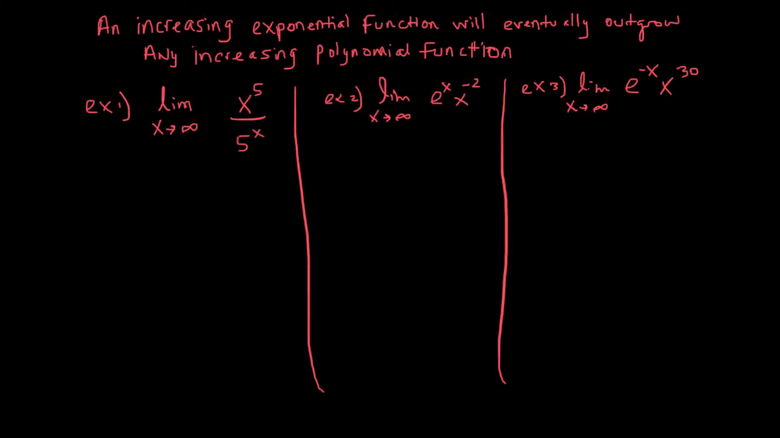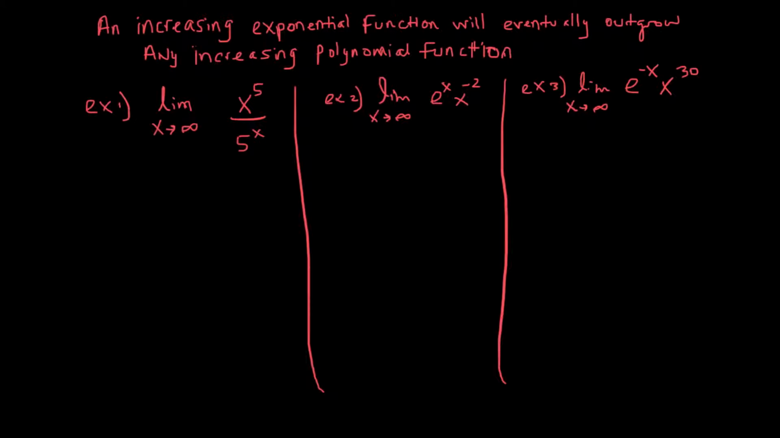increasing polynomial function. And the difference between a polynomial and an exponential is quite simple. If your exponent is x, then that becomes an exponential function. But if the base is x, then that's just a polynomial. So the power is x, exponential. The base is x, polynomial.